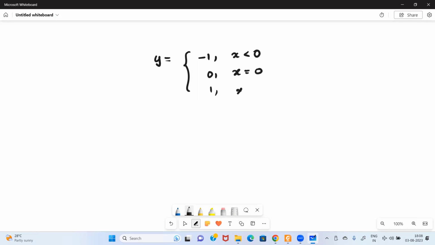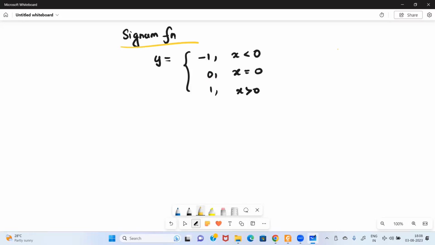Okay, now, so what is signum function? Come on, tell me. Definition is y, or f of x, is equal to -1 when x is less than 0, 0 when x is equal to 0, 1 when x is greater than 0. This is called signum function. Correct?